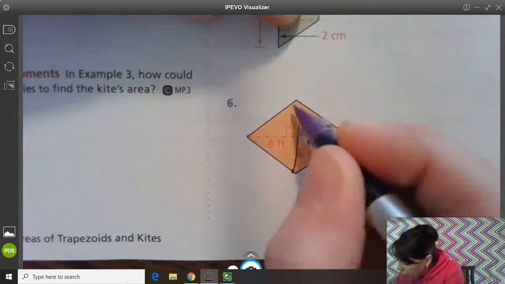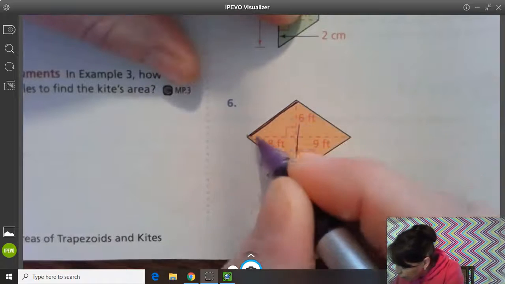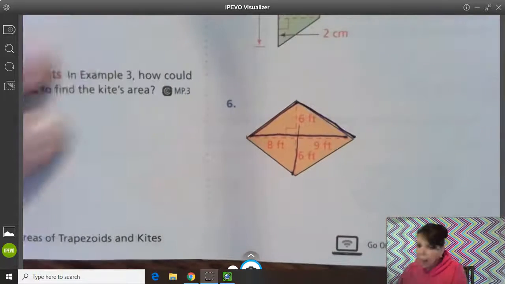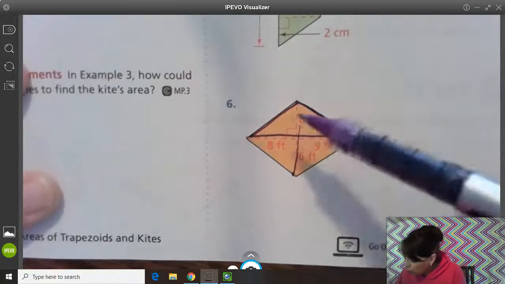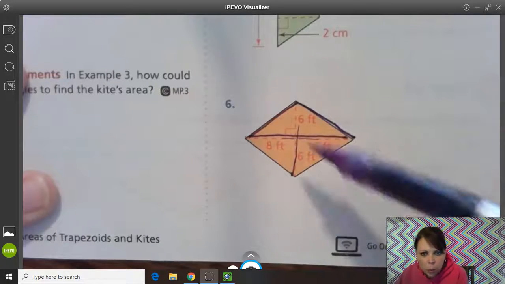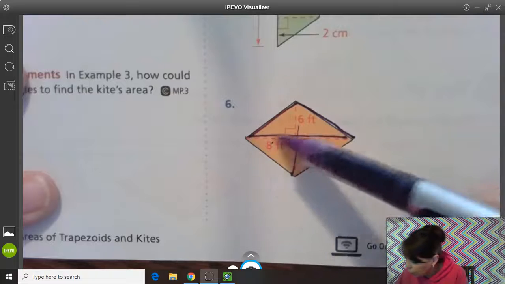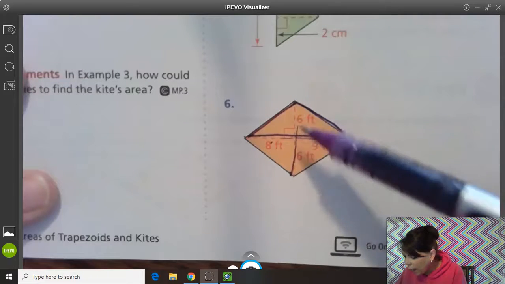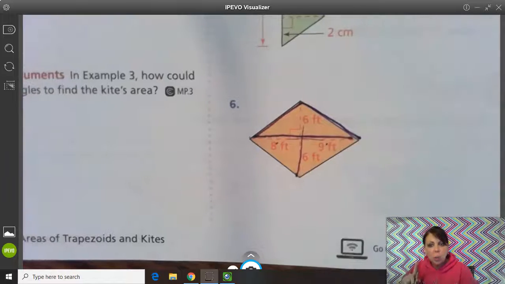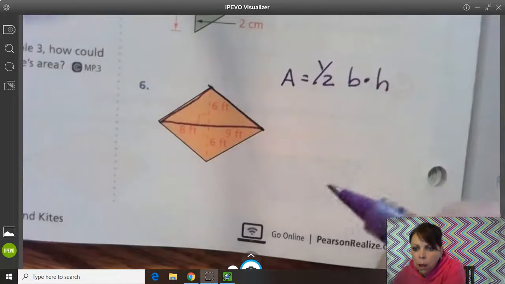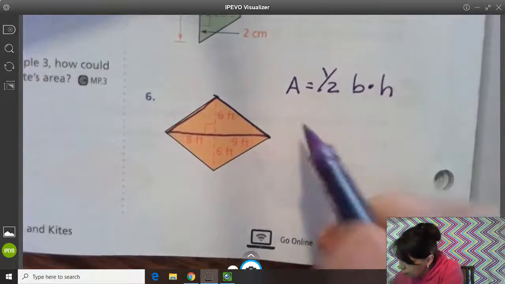So if I cut my triangle this way, or cut my kite, I guess I should say, if I cut it this way, then they would both have the same base because they would share this base right here, which would be 8 plus 9. That would be how long this segment is, 17. And they both would have a height of 6. So we only have to do 1 problem and then multiply it by 2. I hope that makes sense for you.